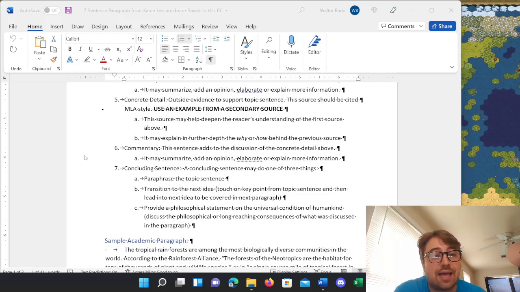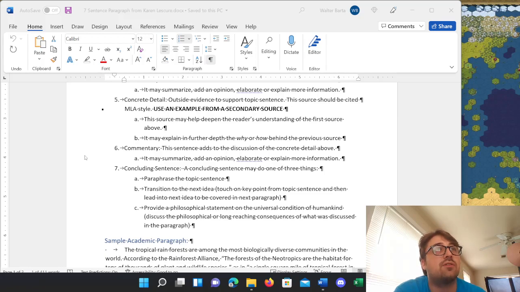And then finally, in the last sentence, sentence 7, you're going to want to conclude. Have a concluding sentence. So what is that going to do? You probably want that sentence to do 3 things. You want it to paraphrase the topic. So maybe a little summary, maybe a restatement of the topic. You also want it to transition to the next paragraph. So you should have a hint of what's coming in the next paragraph from the last sentence of the previous paragraph. Also, you might want to provide a philosophical statement.